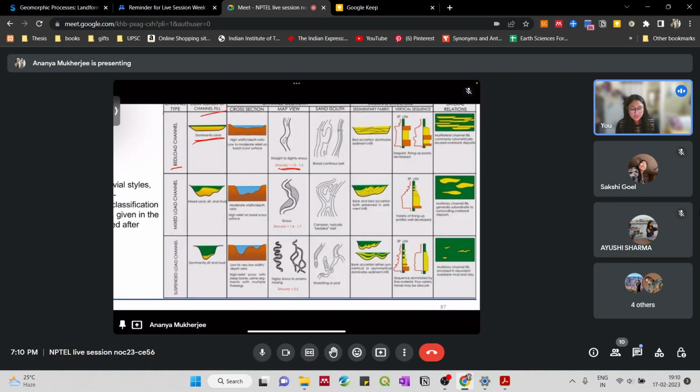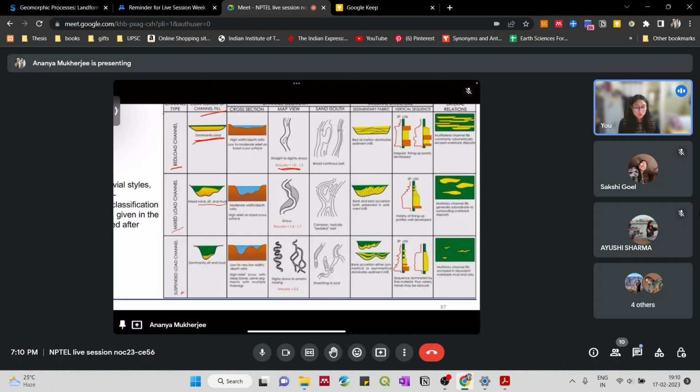Then you have the mixed load channel, which is when you have a mix of different particle sizes. You can see that the width and the depth are relative to each other, and the channel is much more sinuous in nature. And then when you have more of suspended load, that is finer particles and some particles that are dissolved in the water, you can see that the depth is higher, the depth also varies.